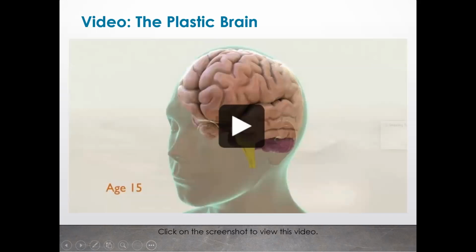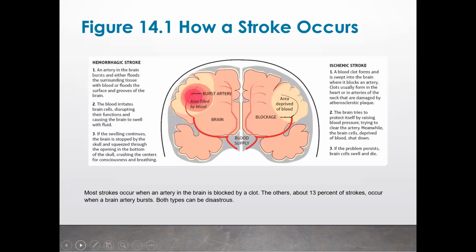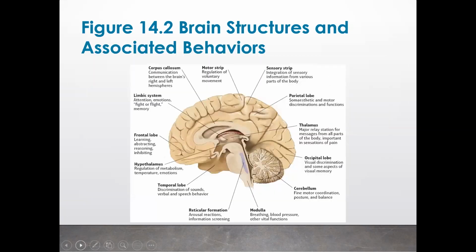This is a pretty good video that talks about how our brain is plastic and how it can change and mold through different periods of our life. So I'd recommend watching that. This is a nice little graphic that talks about how a stroke occurs, and it walks you through the steps. And here it breaks down all of the different brain structures and the associated behaviors that we see if a person is injured or if that part of the brain is damaged.